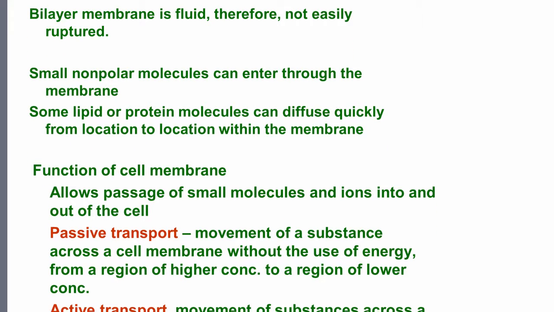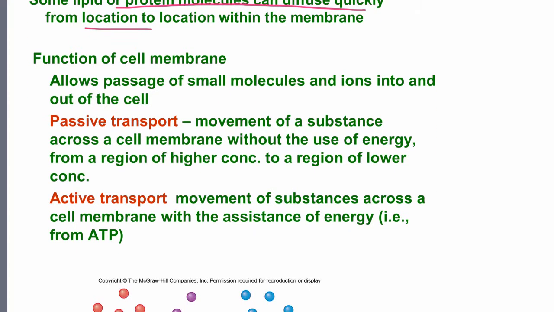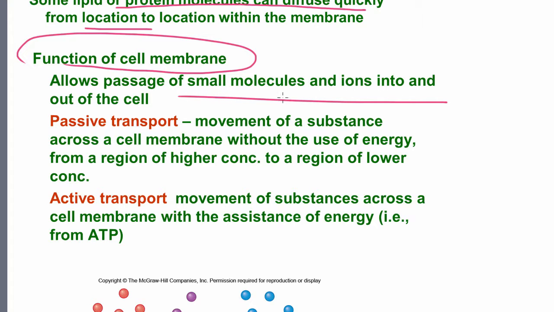Okay, we already talked about the bilayer being fluid and not easily ruptured. As I said, small nonpolar molecules can enter directly through the membrane. Some lipid or protein molecules can diffuse quickly from location to location within that membrane. The function of the cell membrane allows passage of small molecules and ions into and out of the cell. There are two types of transport.